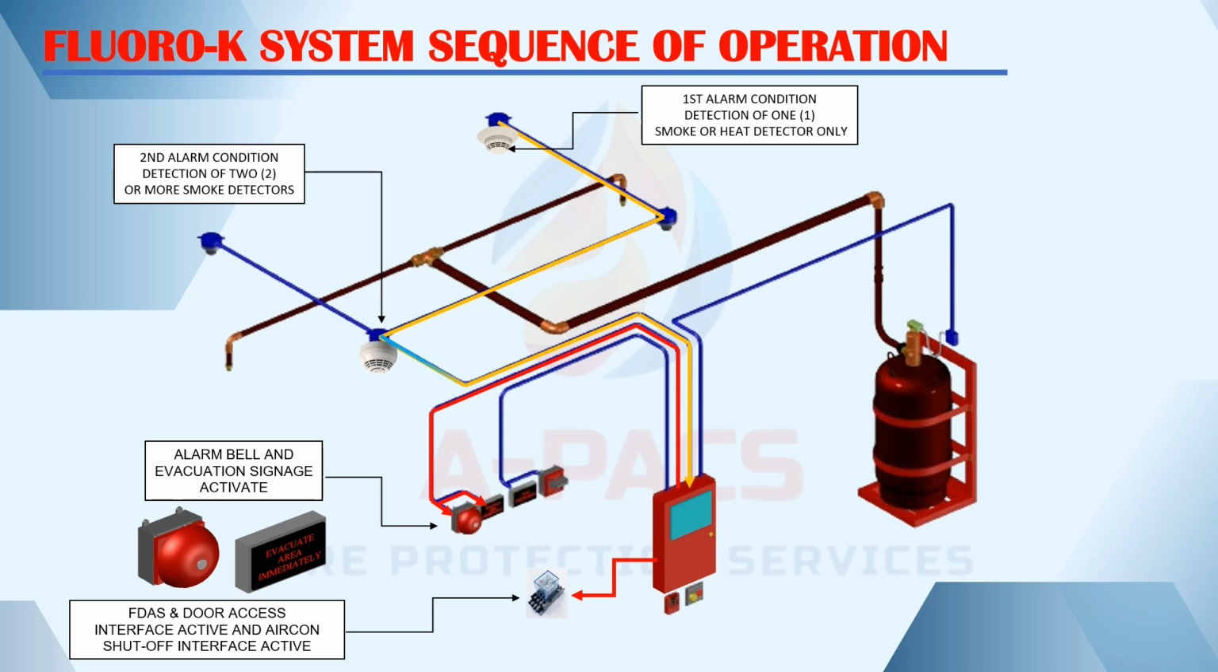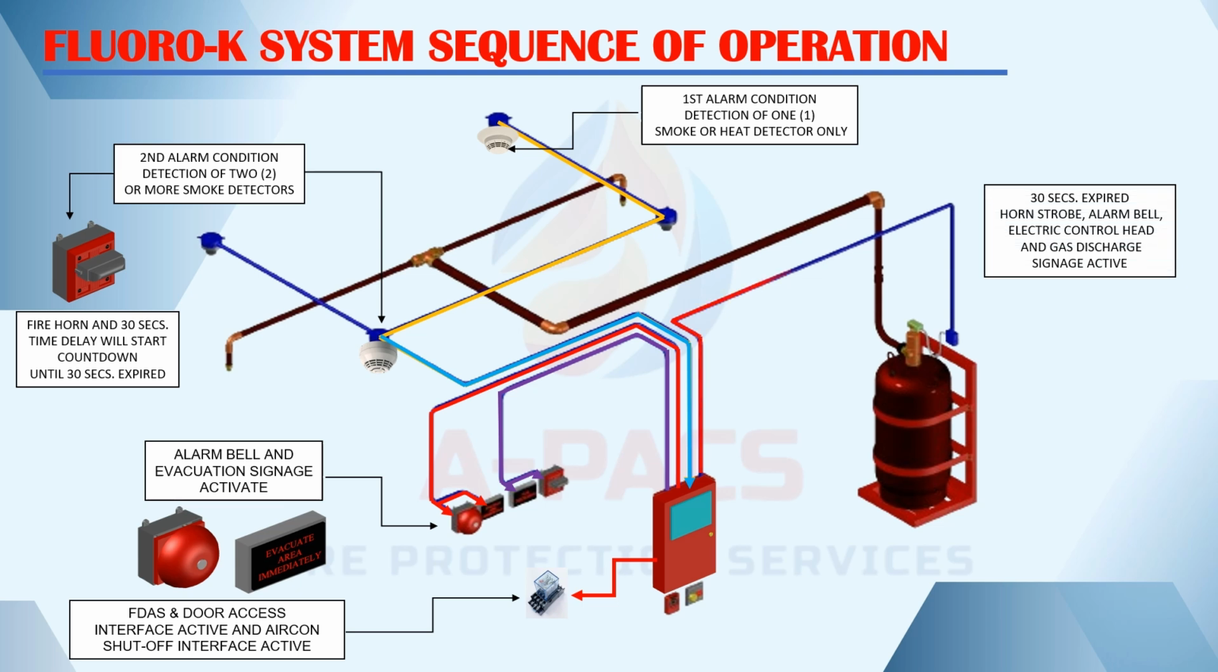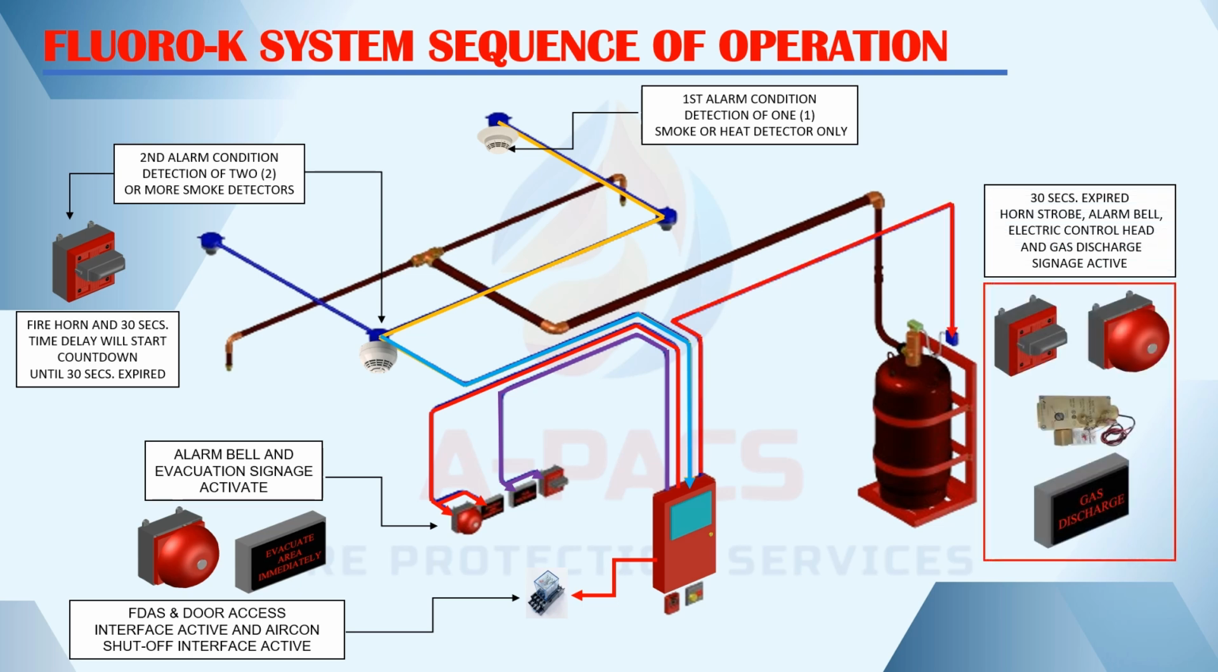And for the second alarm condition, two or more detectors will activate the fire horn. During activation of the fire horn, a 30 seconds time delay will start to count down. When the 30 seconds countdown expires, horn strobe, alarm bell, electric control head and gas discharge signage will activate at the same time. And the Fluoro-K agent will release immediately.